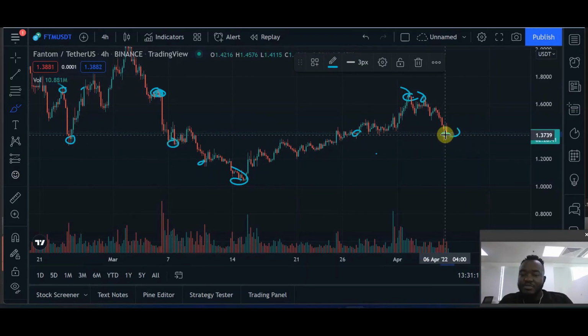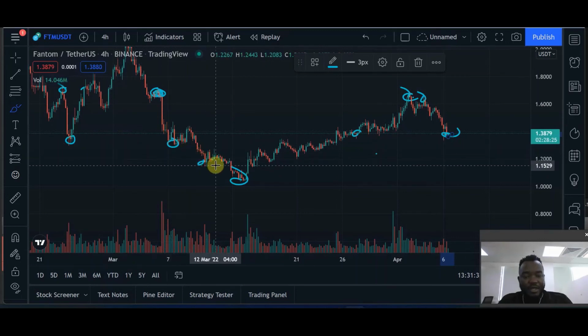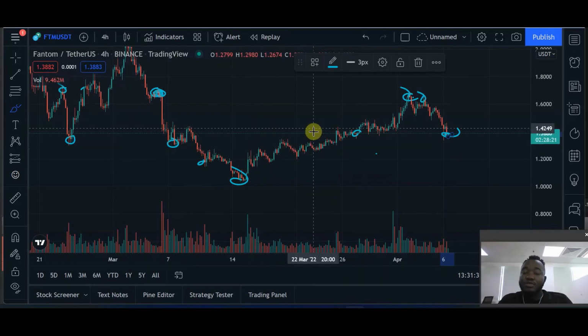There is a possibility that we will see another dump to this area before we can expect a good bump from FTM. Now the dump started happening from here, now here, now here, down here. That point of interest can also be influenced negatively with some fundamental analysis.